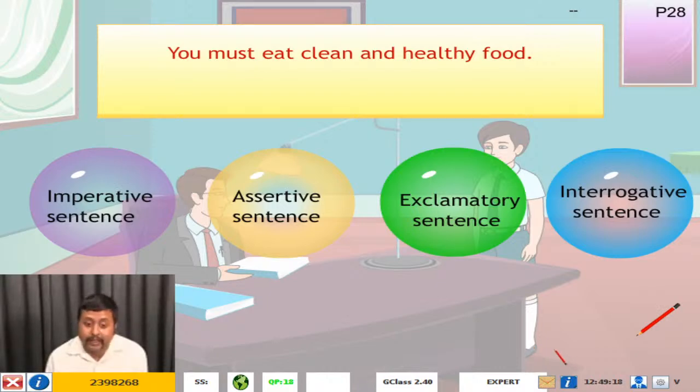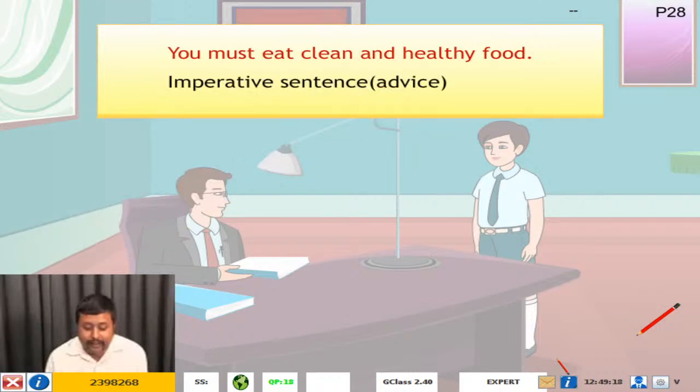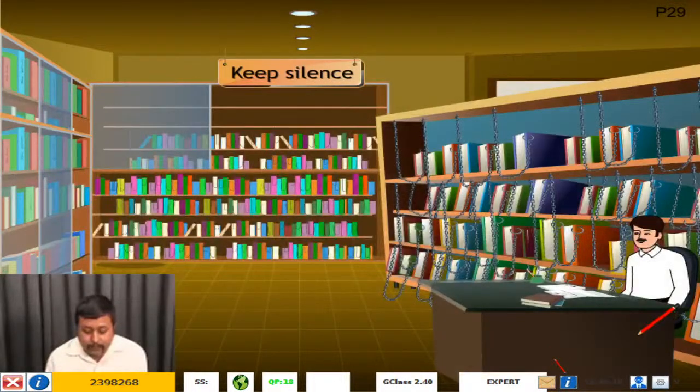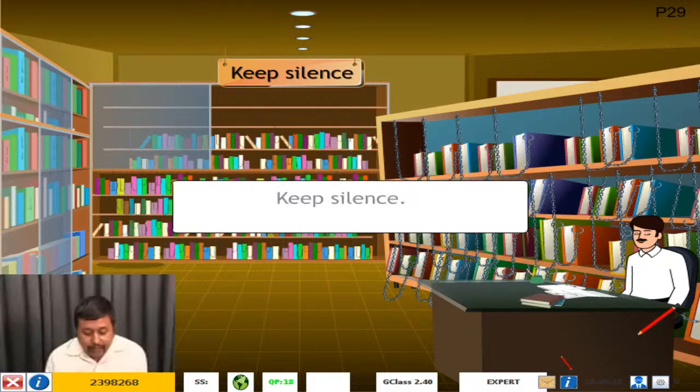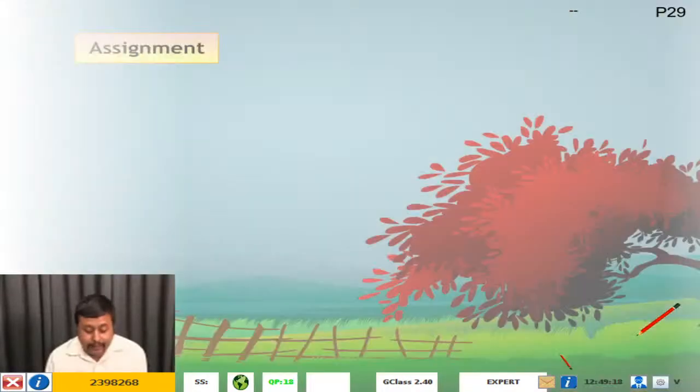So when someone is giving an advice, it will be what? Very good. It's going to be an imperative sentence. Keep silence. So probably we are in a library. Keep silence is an example of an imperative sentence.